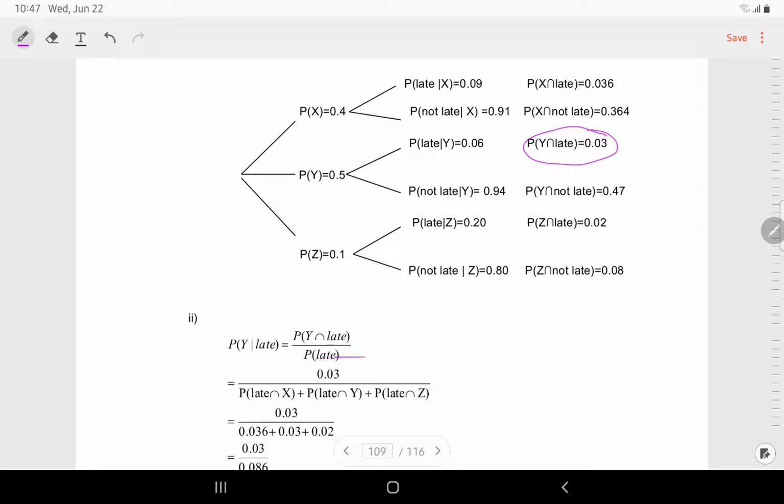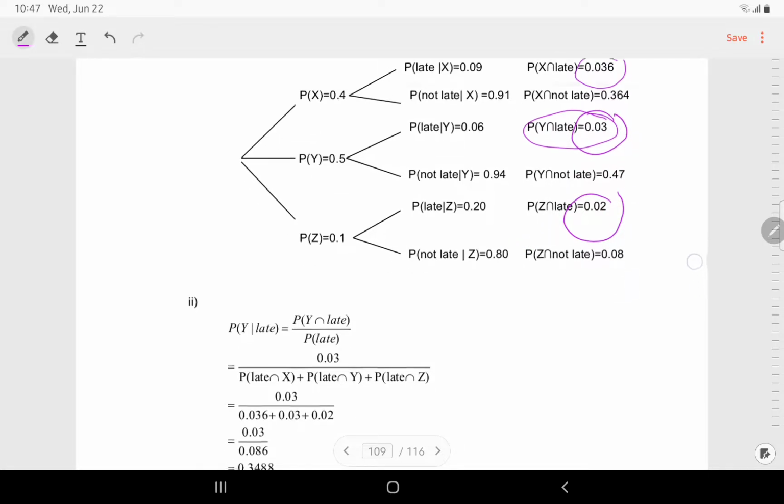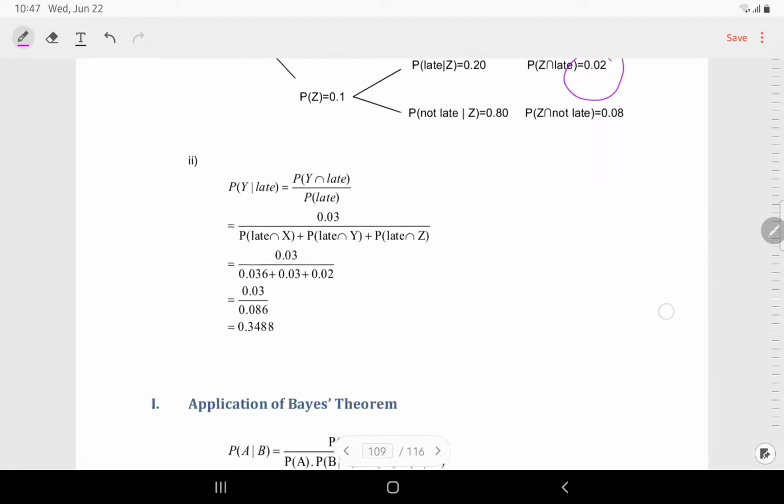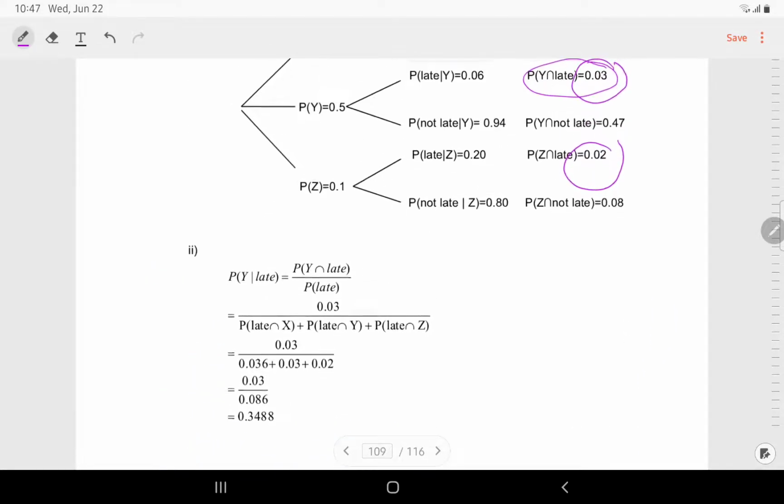Okay, untuk probability late yang ni, kita tak ada kaitan dengan sini lagi. Kita ambil yang nilai kat sini saja. Okay, untuk late yang ni dengan yang ni. Okay, tambahkan semua. So dapat jawapan 0.3488. So our answer is still between 0 and 1. Okay, so itu nak kira daripada tree diagram.